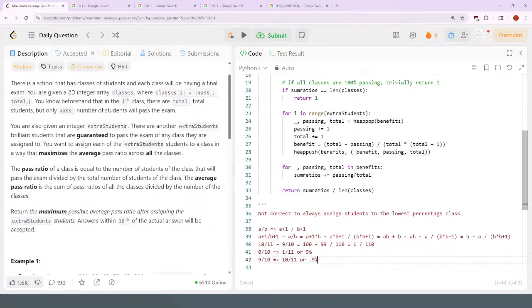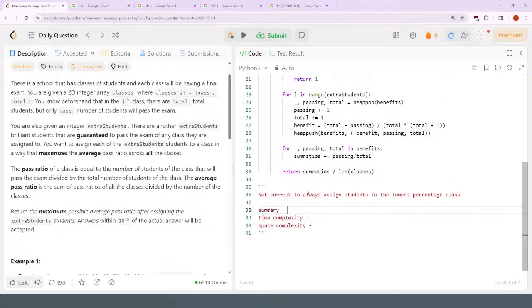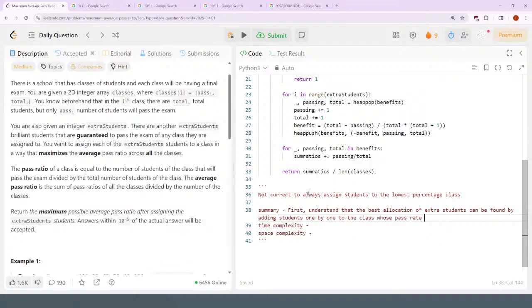Okay. What can I do here? So in summary here, first, understand that the best allocation of extra students can be found by adding students individually, students one by one, to the class whose pass rate would have the highest increase from that student.